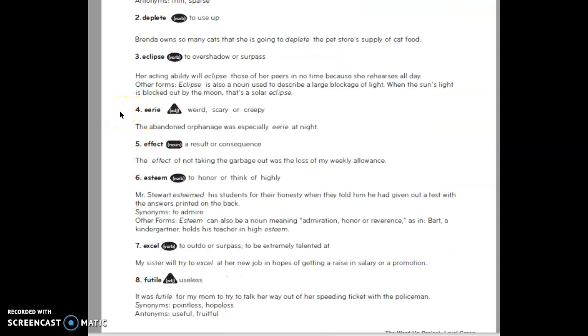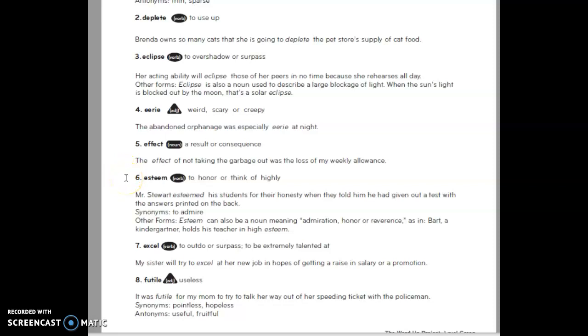4, eerie means weird, scary, or creepy. The abandoned orphanage was especially eerie at night. 5, effect. Effect is a result or consequence. The effect of not taking the garbage out was the loss of my weekly allowance.